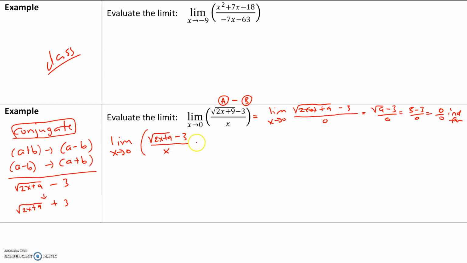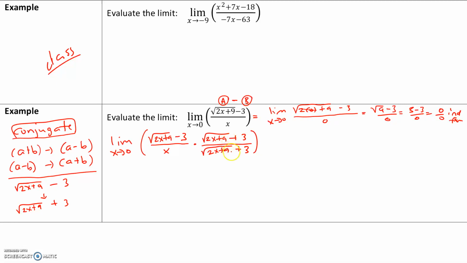What we can do is multiply the numerator and denominator by the conjugate of the numerator. We always pick the expression that contains a square root. So we multiply by the conjugate of the numerator, which is radical 2x plus 9, that's your A term. Instead of minus 3, it'll be plus 3, that's your B term. And because this is a new term we're introducing, whatever you multiply the numerator by, you have to multiply the denominator by the exact same thing, which is radical 2x plus 9 plus 3.